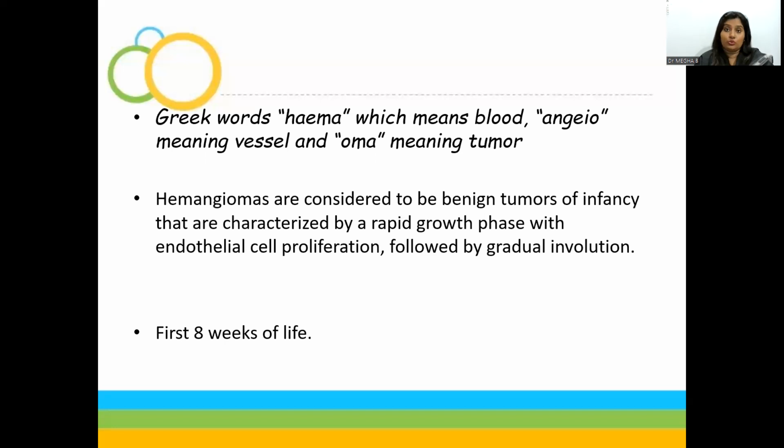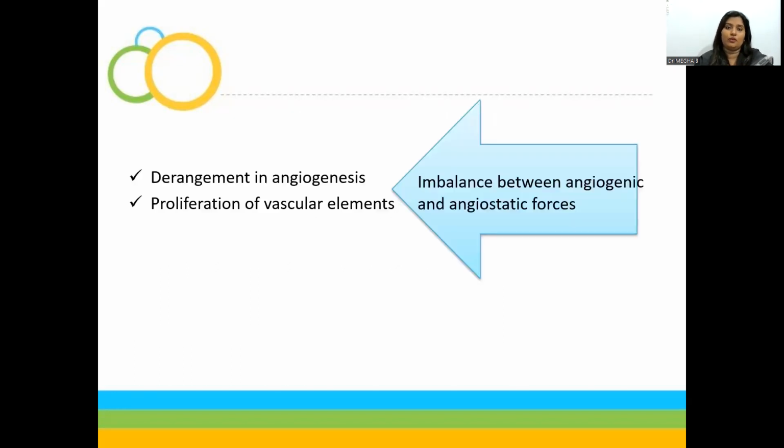Hemangioma does not appear at birth. It starts appearing up to 8 weeks after birth, and it will gradually involute and disappear completely over a period of time. So, what is the reason for the development of hemangioma? Hemangioma develops as a result of derangement in angiogenesis, which leads to exuberant proliferation of vascular elements due to an imbalance between angiogenic and angiostatic forces.